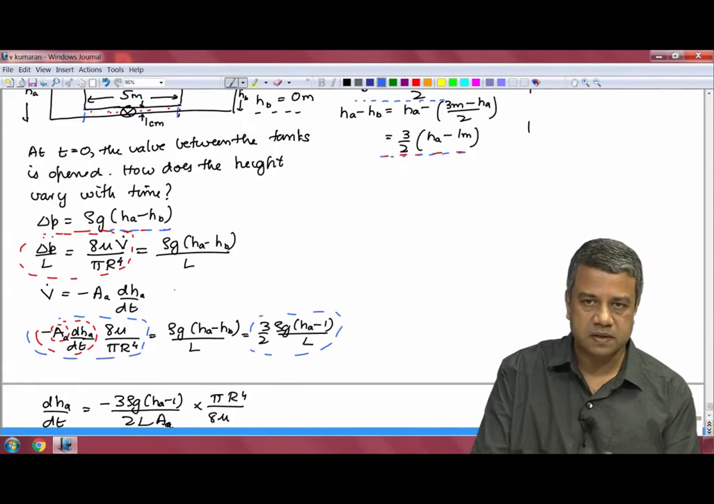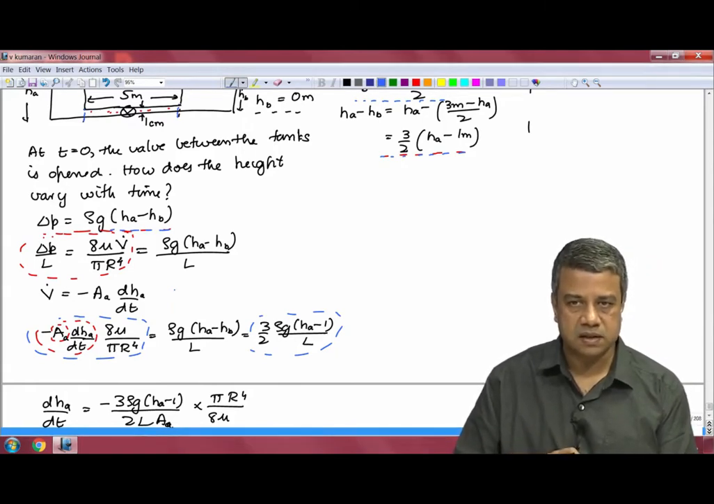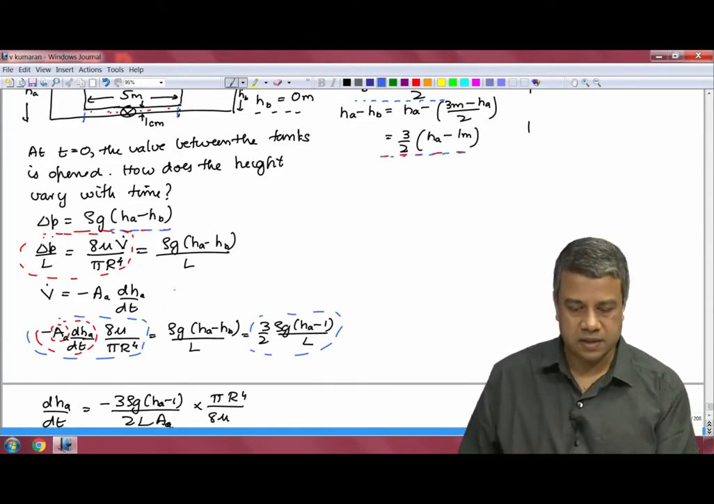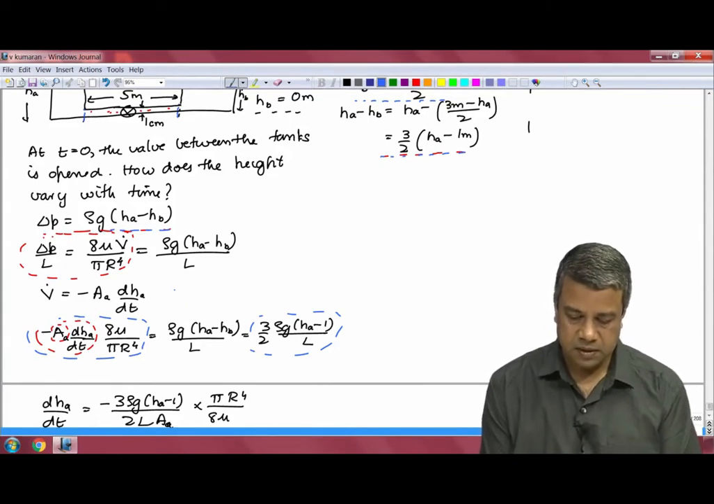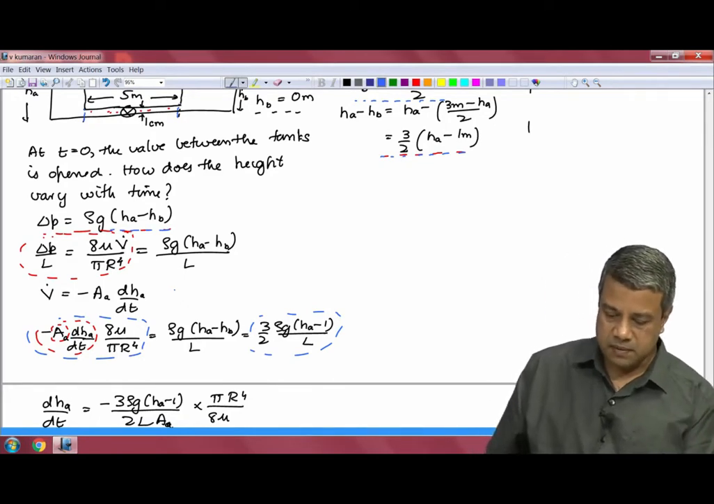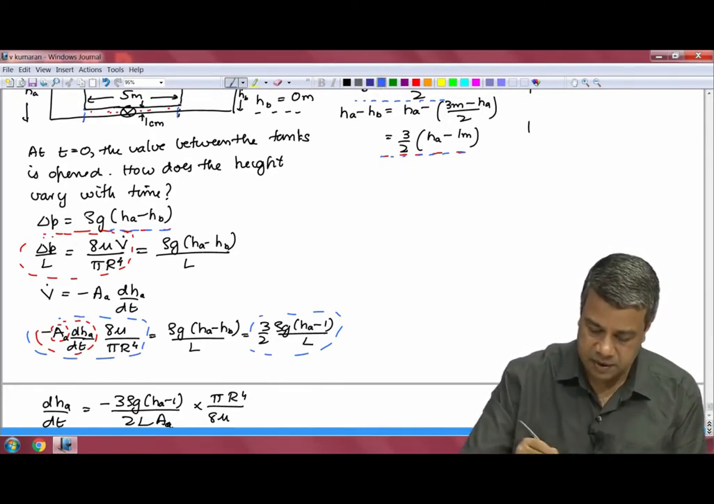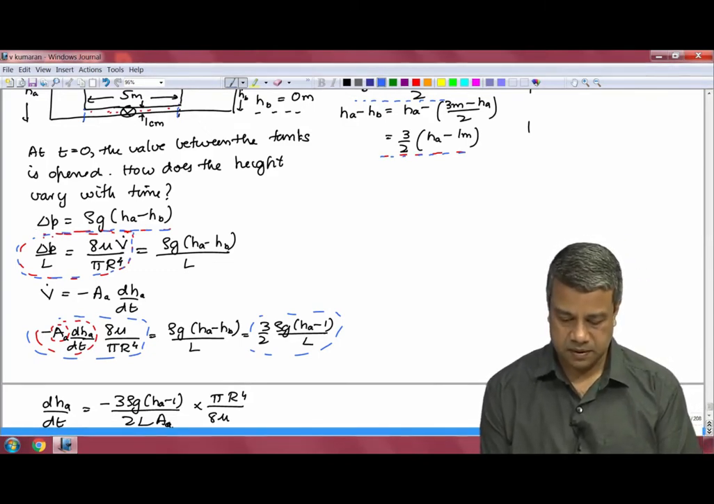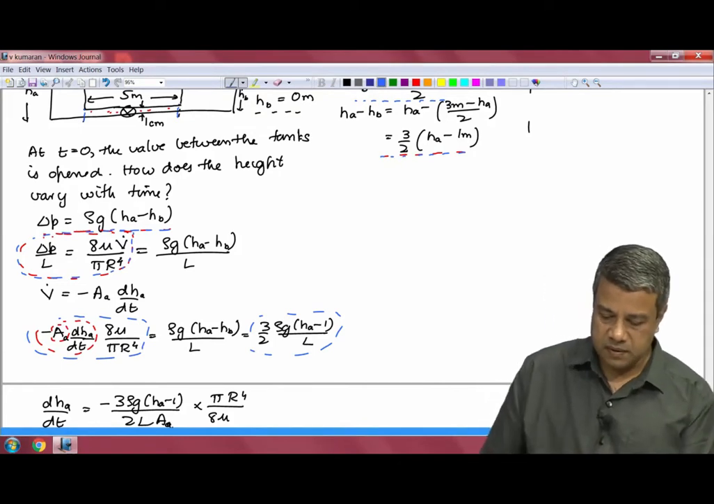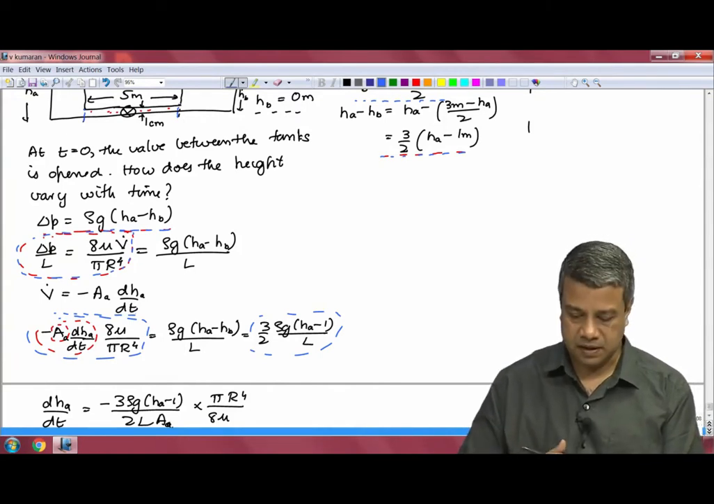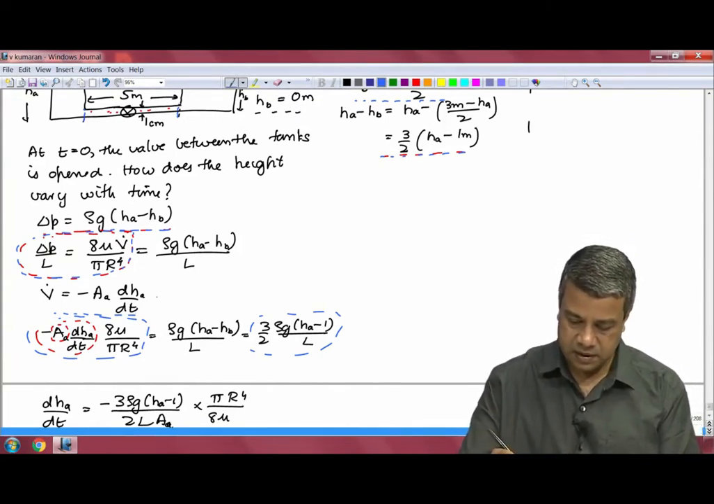The difference in pressure is because of the hydrostatic heads on the 2 sides. When the hydrostatic heads are different, there is a pressure difference, and therefore, there is a flow going from one side to the other. The pressure difference is also related to the volumetric flow rate. For a laminar flow, the pressure difference divided by the length of the pipe is related to the volumetric flow rate, which is equal to the area times the change in height of the tank. Therefore, the volumetric flow rate is equal to the area of tank A times the decrease in height of tank A.